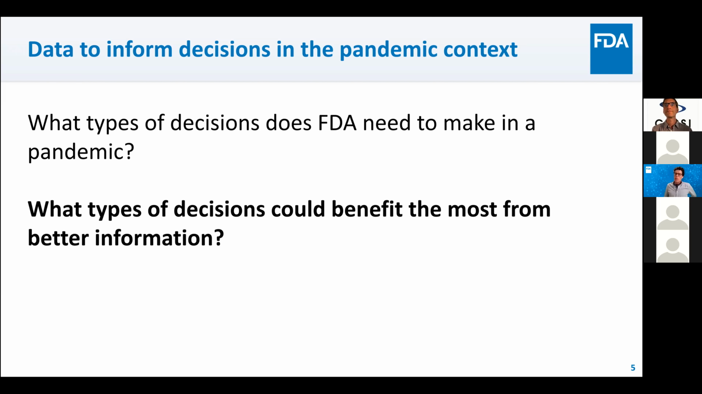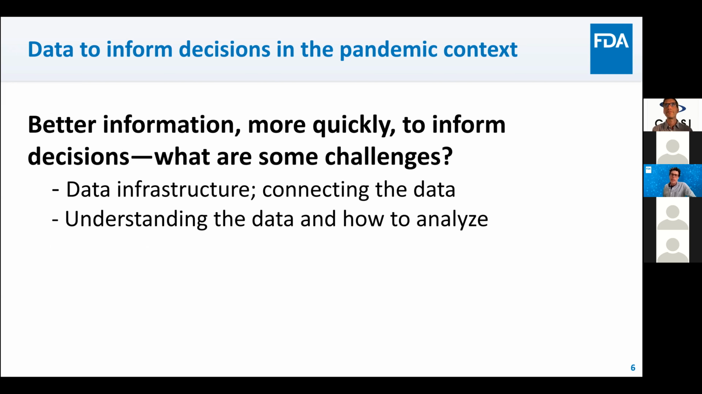I think COVID-19, if nothing else, I think we can all agree that it has made us as a public health community think more clearly about what it means for questions and decisions to be science-based. And so we are thinking about the types of decisions that can benefit the most from better information. When we think about better information or data informing decisions that FDA makes, what are some of the challenges? If we want better information, we want information more quickly to inform decisions. What are some of the challenges?